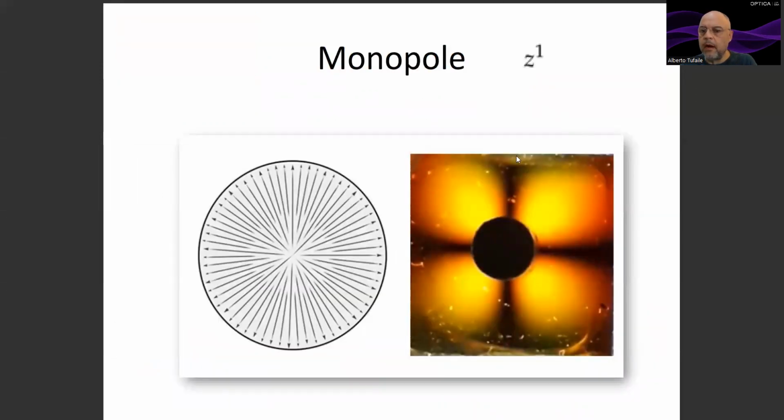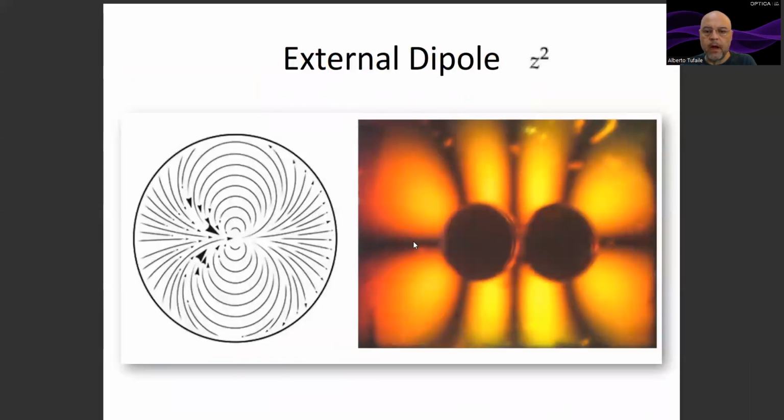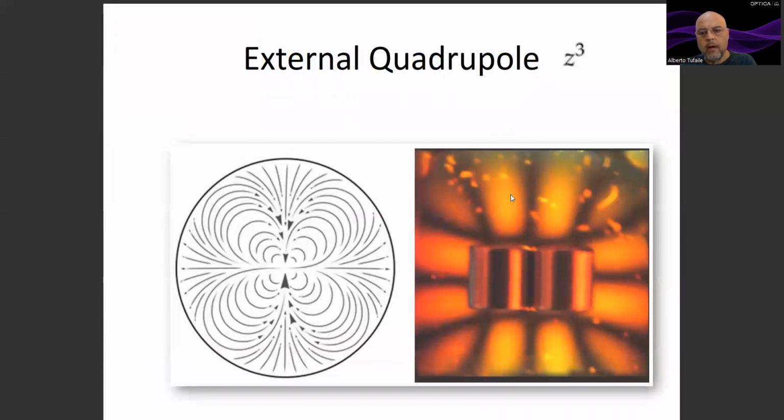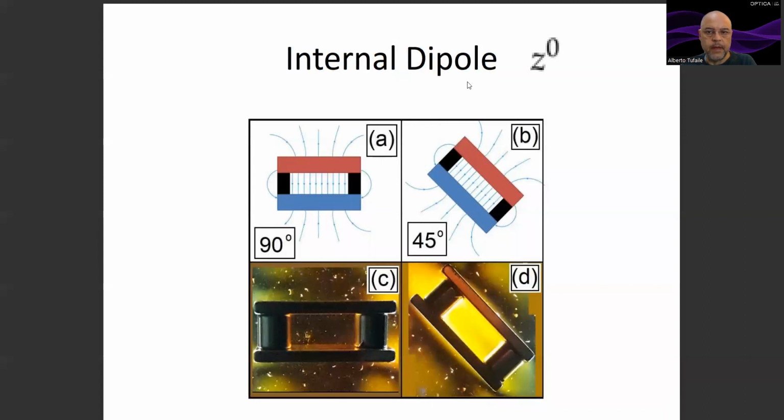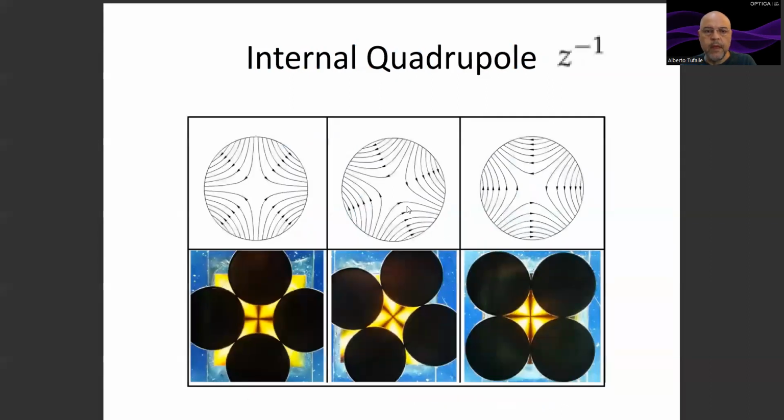This is our experiment in the monopole, our experiment in the external multipole, our experiment in the external quadrupole. The internal dipole using the ferrocell gives patterns like this that depend on the orientation of the magnetic field. The same happens with a quadrupole, for the case of an internal quadrupole.